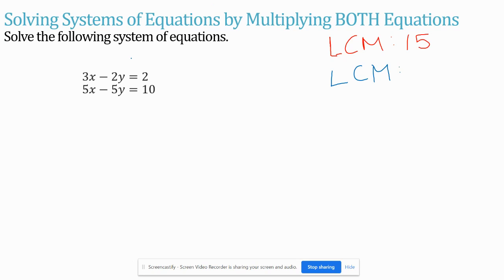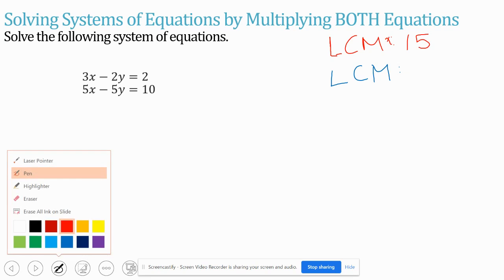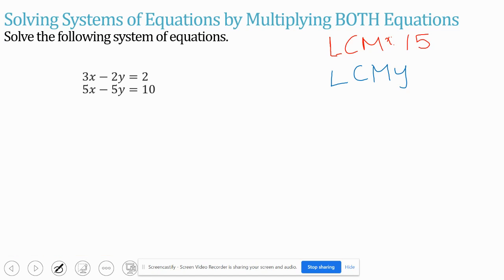Okay, and then the LCM for the y. Let me be specific here. I'm going to just put a little x right there so we know that that's for the x values. And then for the y, just to be as specific as possible, the LCM of y for 2 and 5 is 10. Notice how I'm not really paying attention to the signs. I'm really just paying attention to the numbers for this part. And then we're going to talk about the signs in a minute.